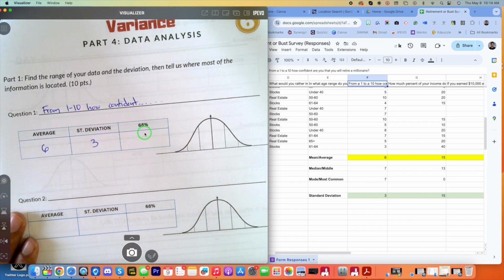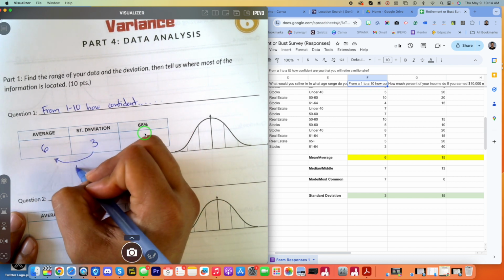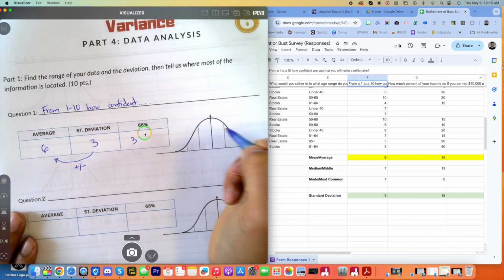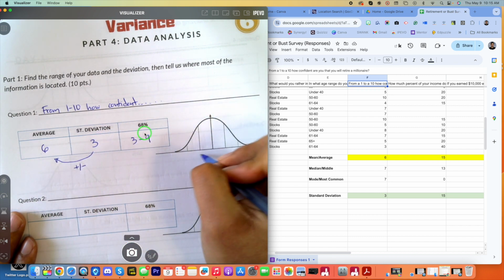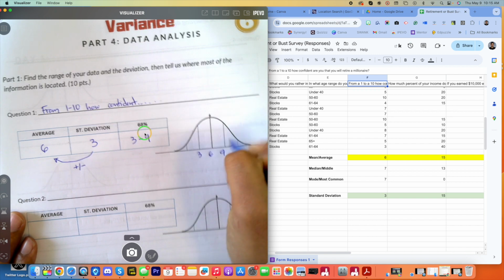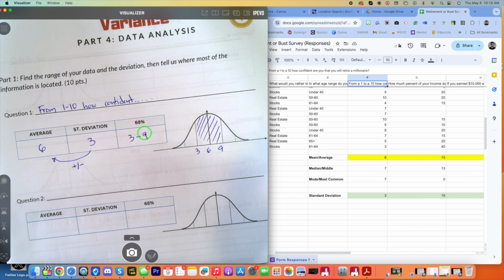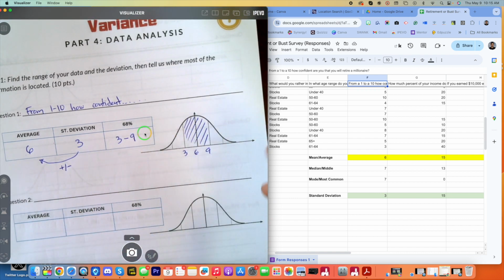What's the 68%? So I'm going to add 3 to that and I'm going to subtract 3. So what's 6 minus 3? 3. What's 6 plus 3? 9. So most people are between 3 and 9, they're all over the place, okay? Let's take a look at the next one.